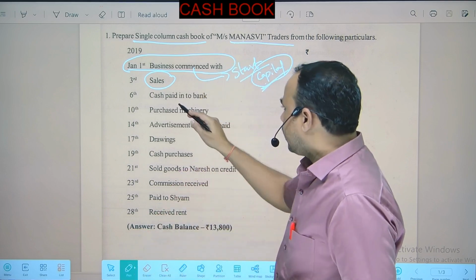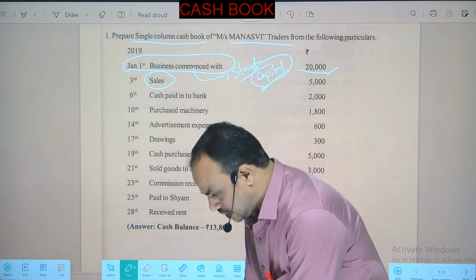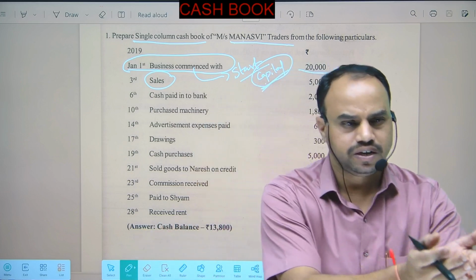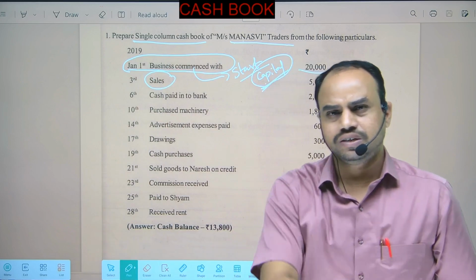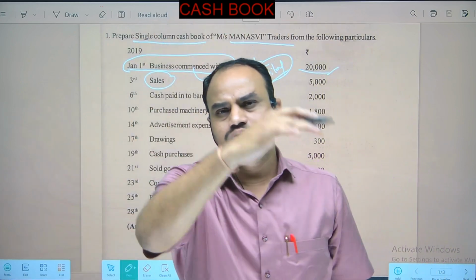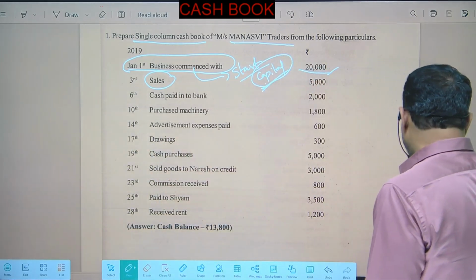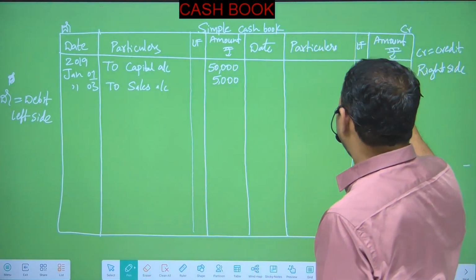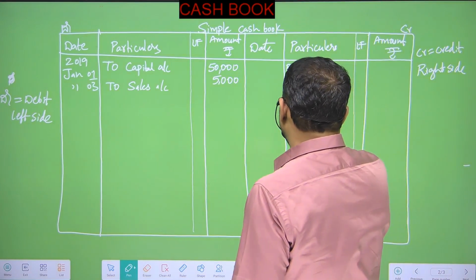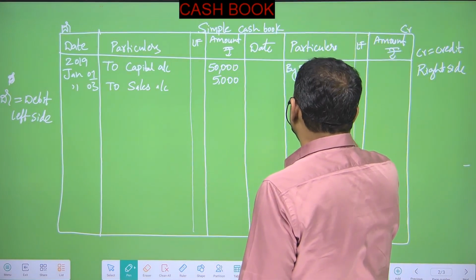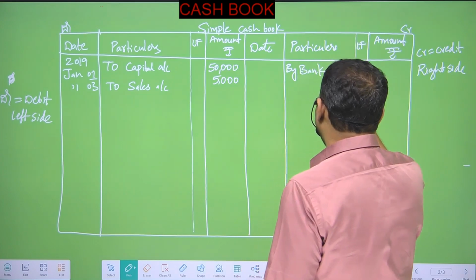So cash paid into bank means from business I took some cash, I deposited in the bank. So cash is going from the business. When cash is going from the business, we have to write on the credit side. That means this side. Okay, to whom we paid? We paid to bank. So write down here by bank account.